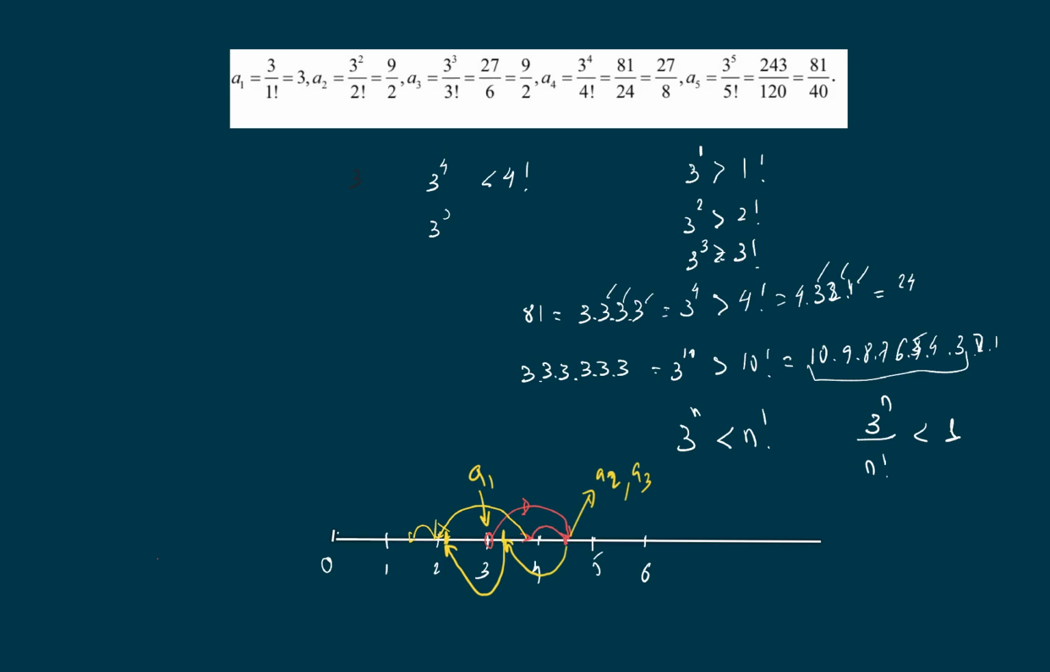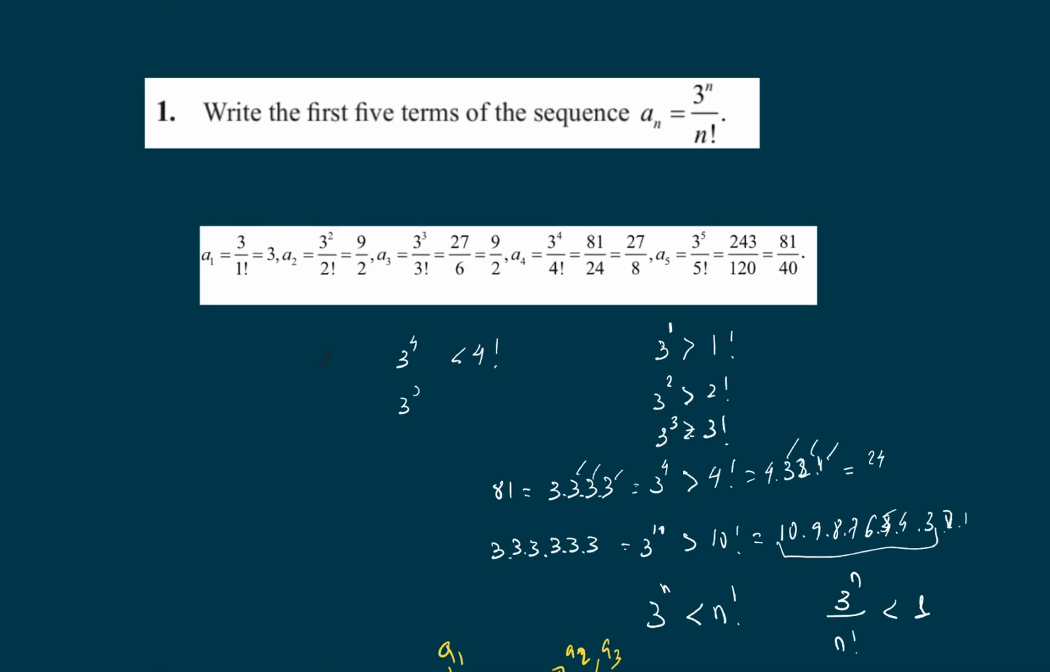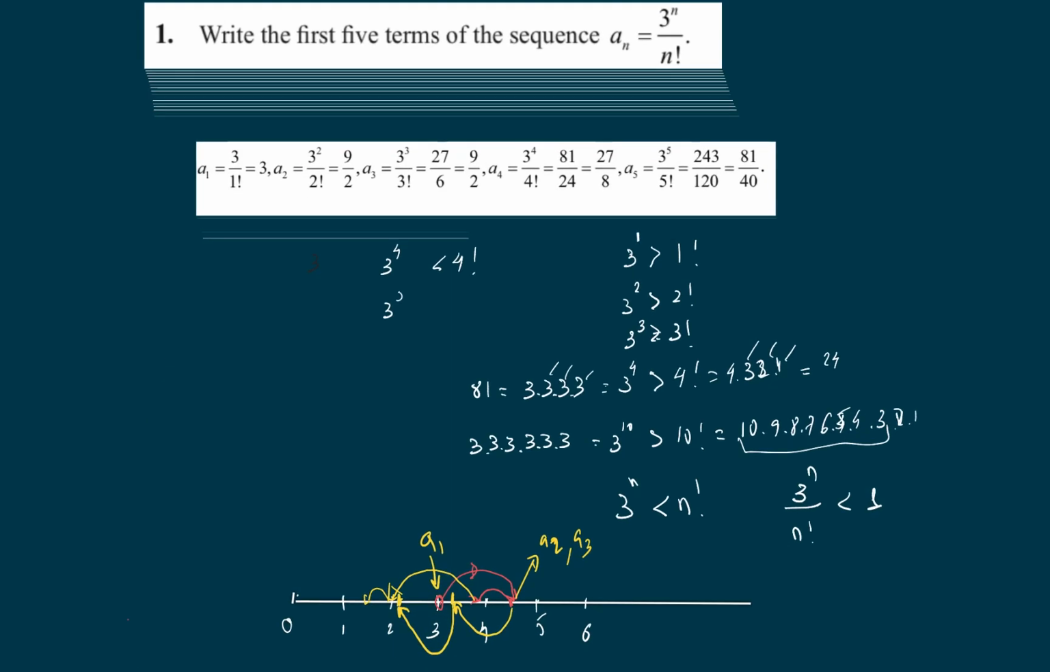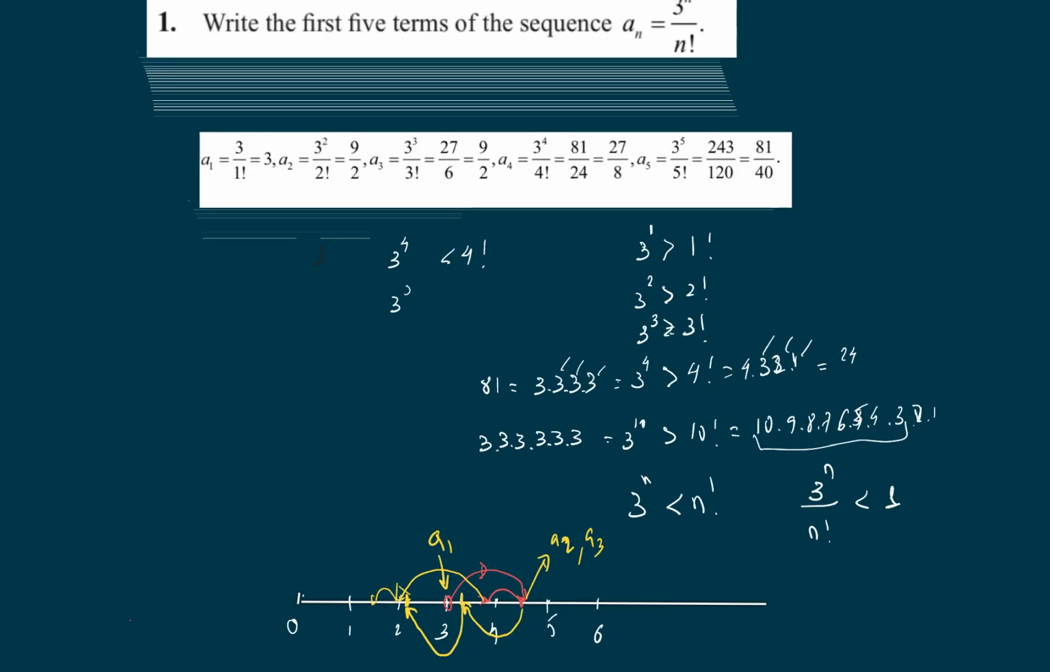So the question is, where will a sub n go? I think that when n goes to infinity, 3 raised to the n will go to infinity, and n factorial will go to infinity, and a sub n will go to 0. You can see these things here: 3 to the n is smaller than n factorial for certain n. So 3 to the n divided by n factorial will be smaller than 1.